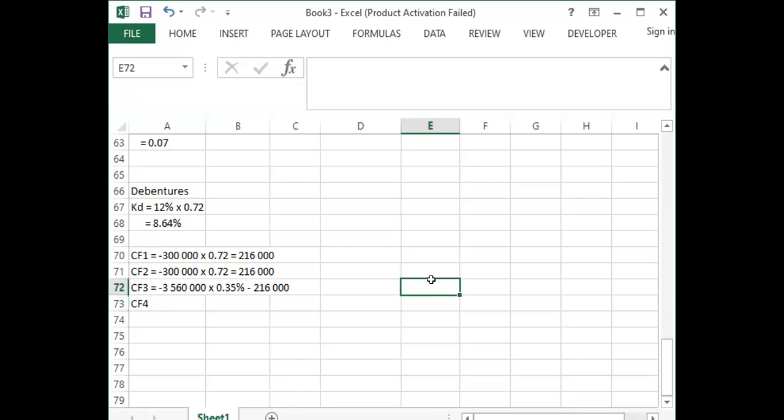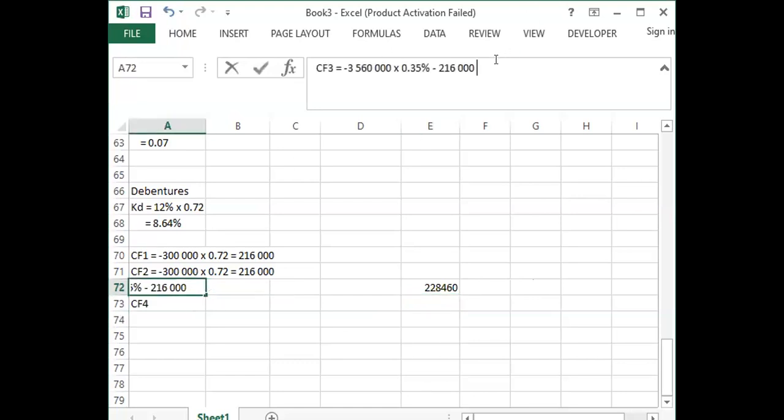Right, let's see how much it is. So this is going to be 3,560,123 times 0.35%. So divide that by 100. Then the answer that we get there, we want to combine those two. We want to see the total payment. So it's 228,460. So there's a payment there of 228,460.